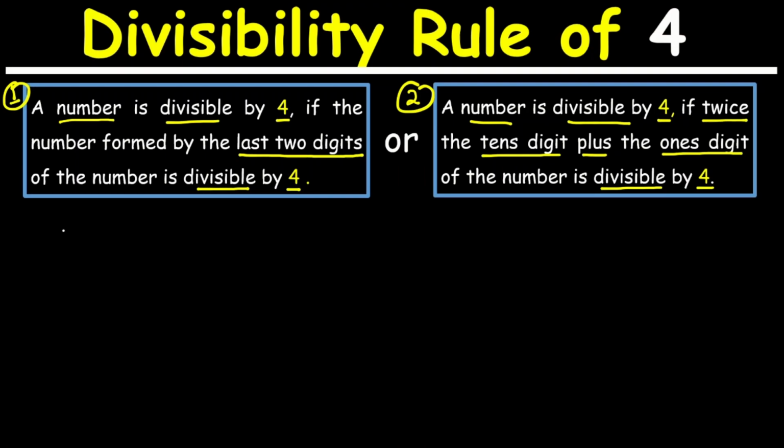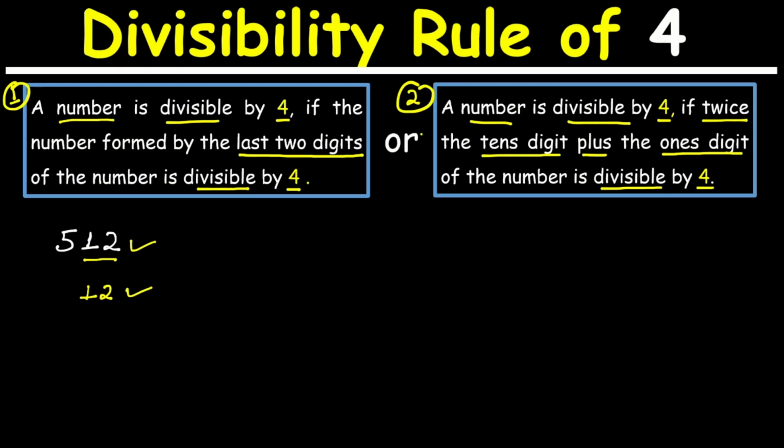Is the number 512 divisible by 4? Let's use the first rule. The first rule says a number is divisible by 4 if the number formed by the last two digits of the number is divisible by 4. The number formed by the last two digits is 12. And we know that 12 is divisible by 4 because 12 divided by 4 is 3 and its remainder is 0. Therefore, as 12 is divisible by 4, the number 512 is also divisible by 4.